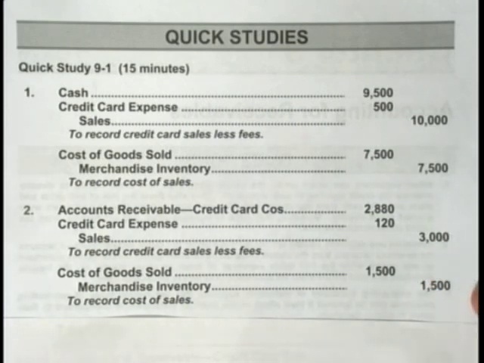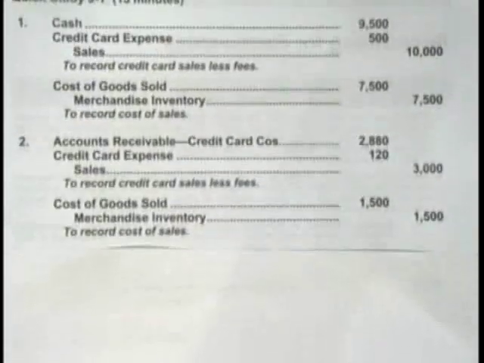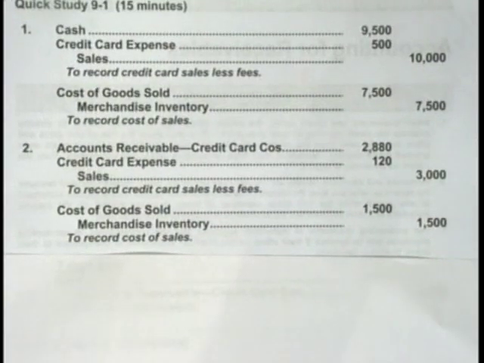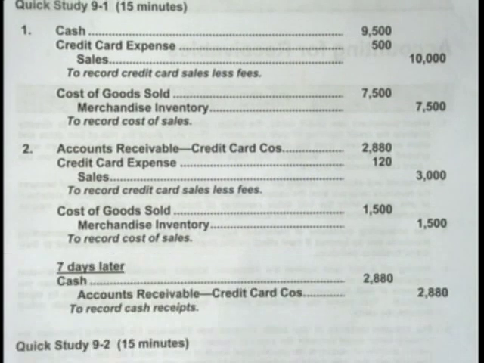Now we have to record our cost of goods sold as well. And then we have to wait 7 days, and then the credit card company pays us, right? And that's the journal entry 7 days later when we get our cash from the credit card company. We debit cash, and our receivable from the credit card company is decreased. Okay?